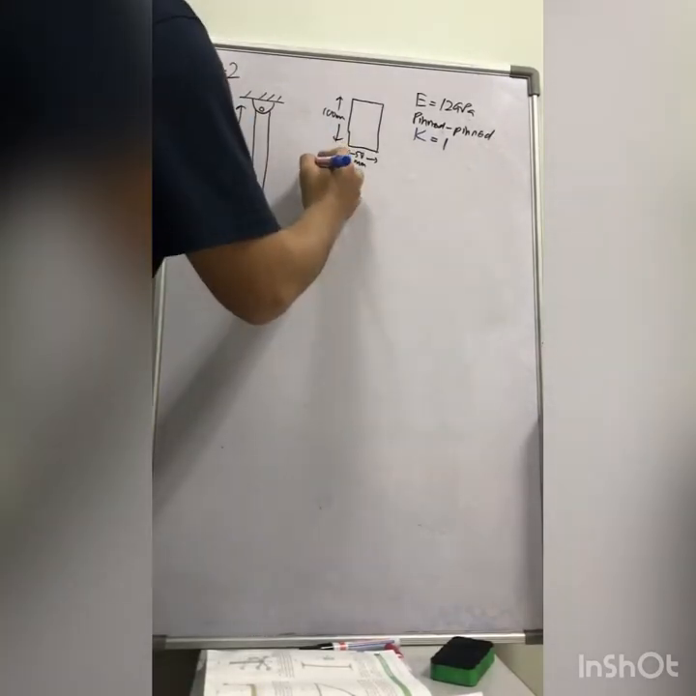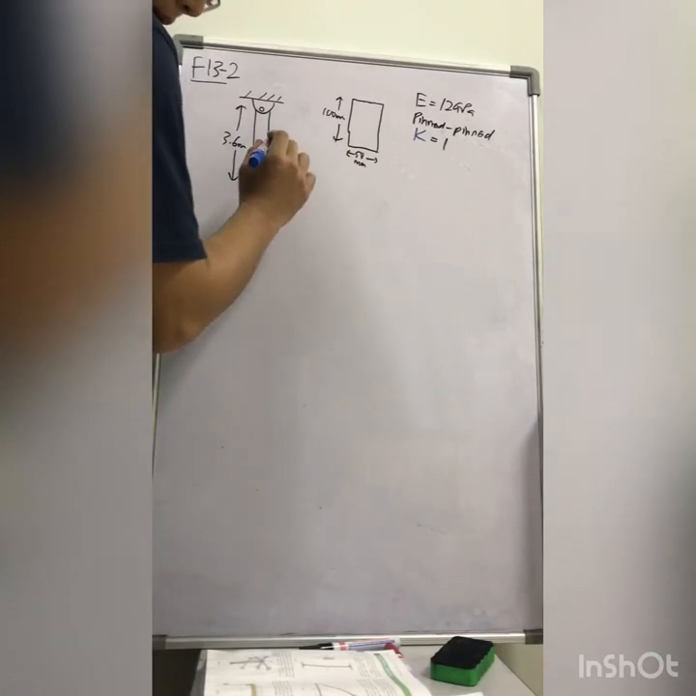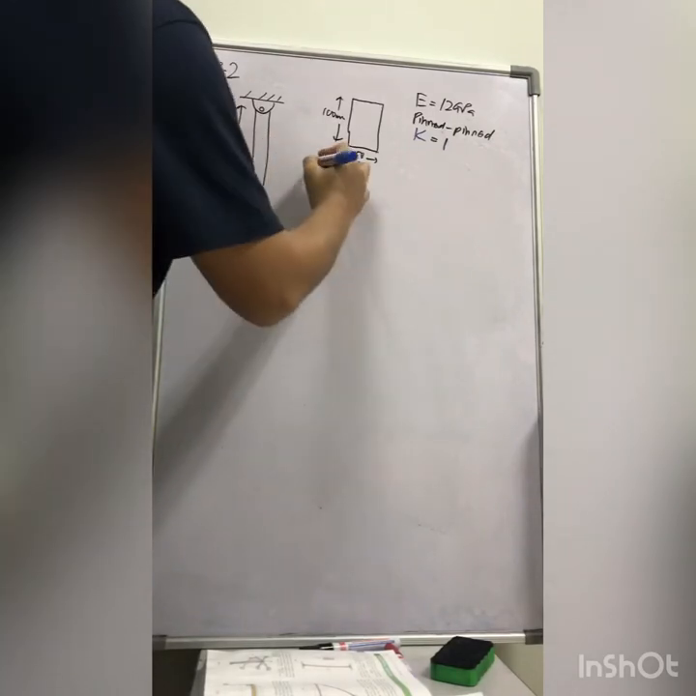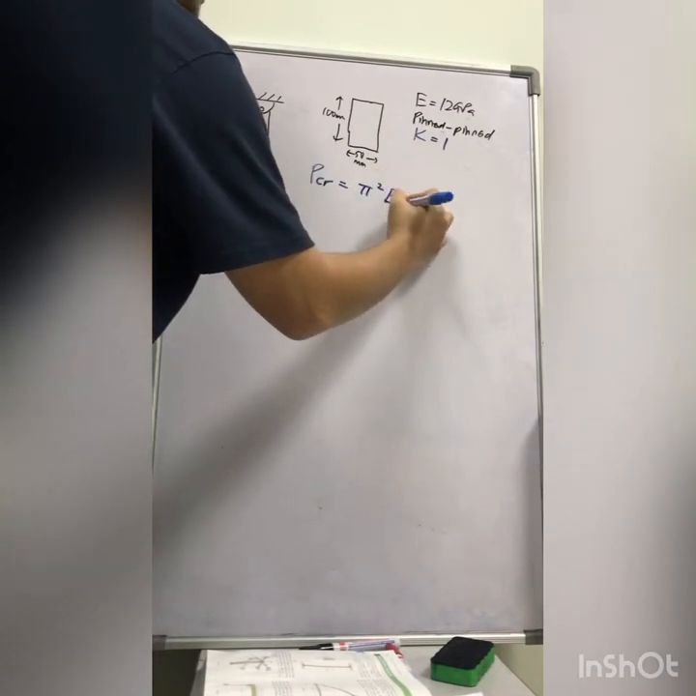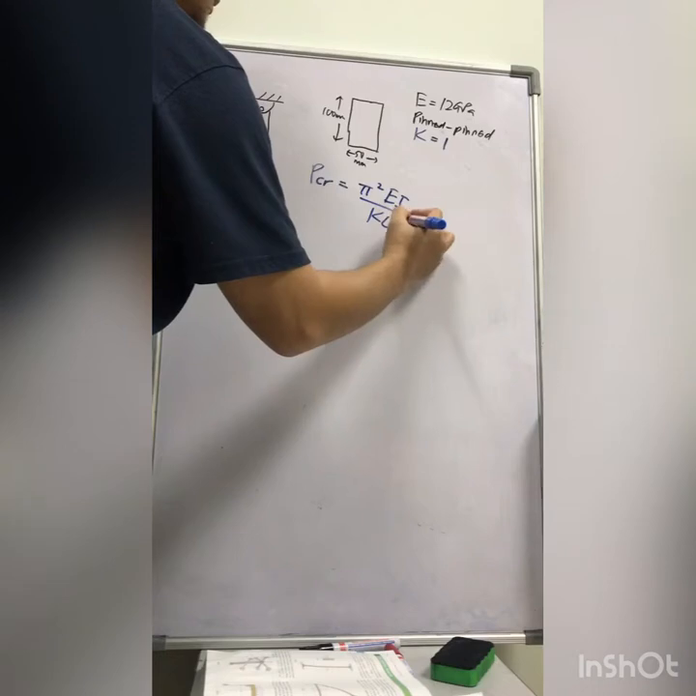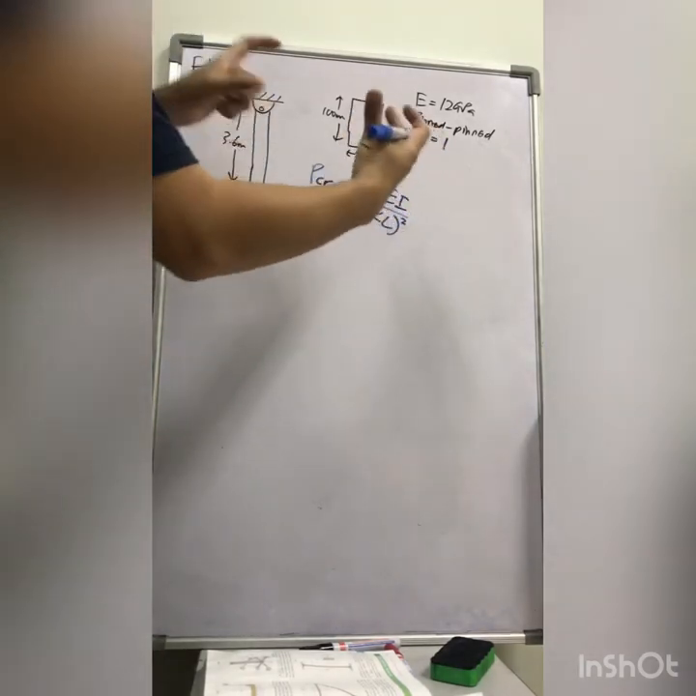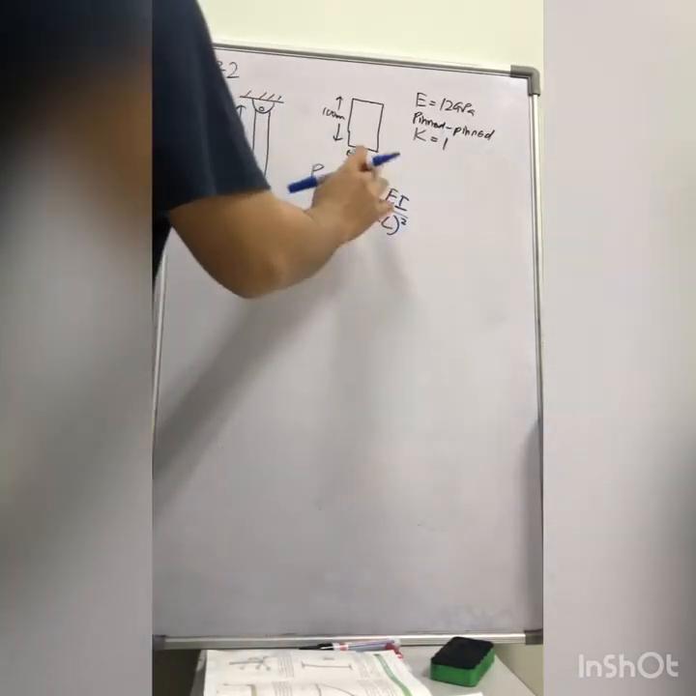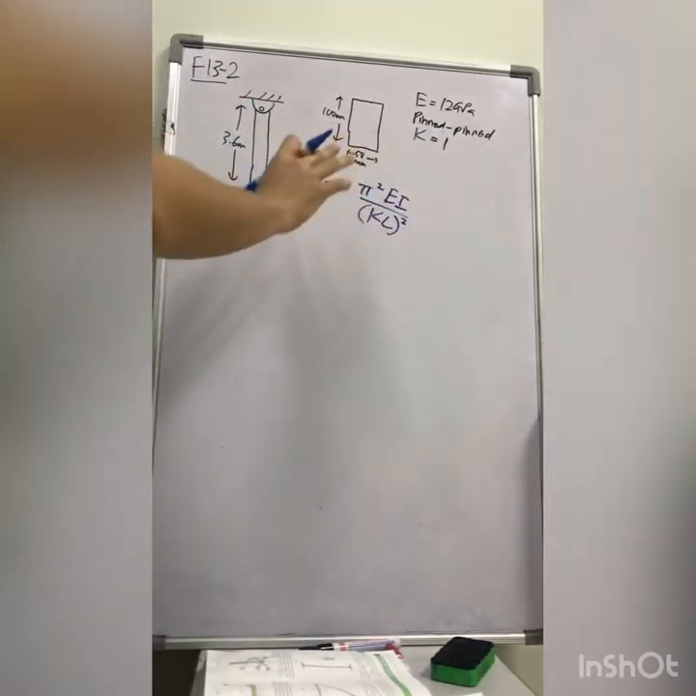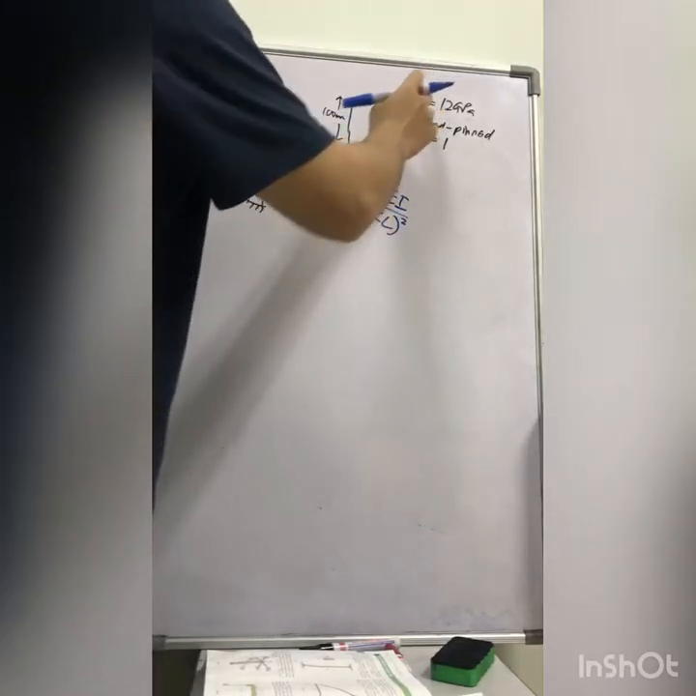Again, you need to find the critical buckling load, which is P critical equals pi squared EI over KL squared. Again, KL both squared, right? The K is 1, like pin and pin. In this case, it will not affect that much. E is 12 gigapascal.